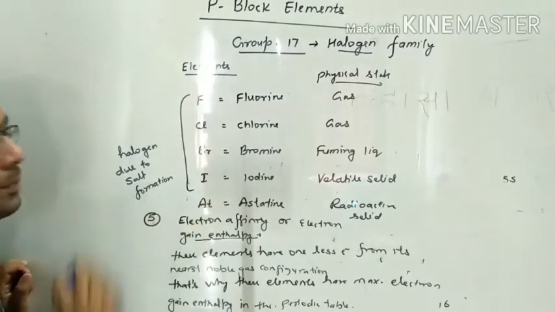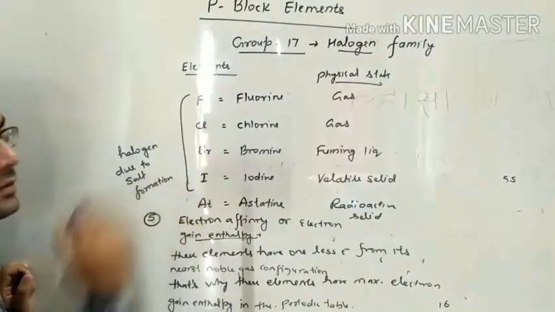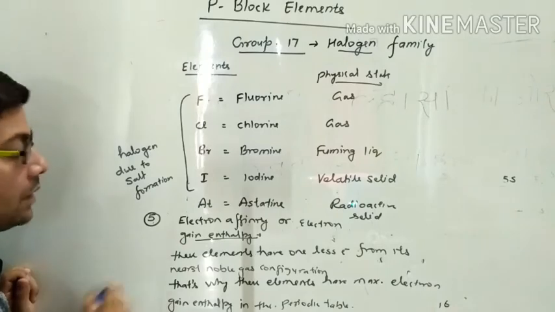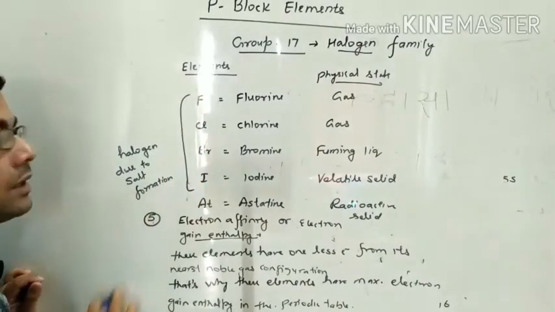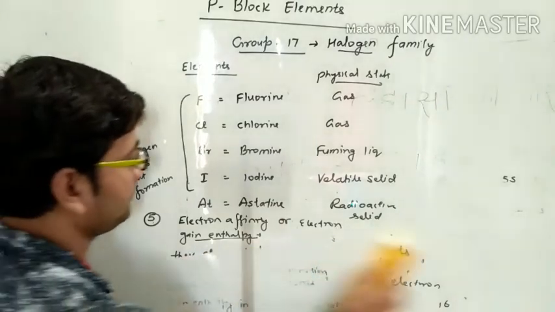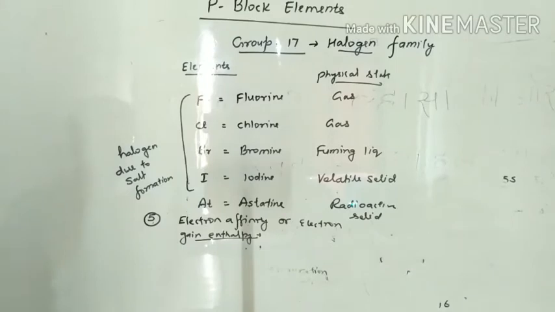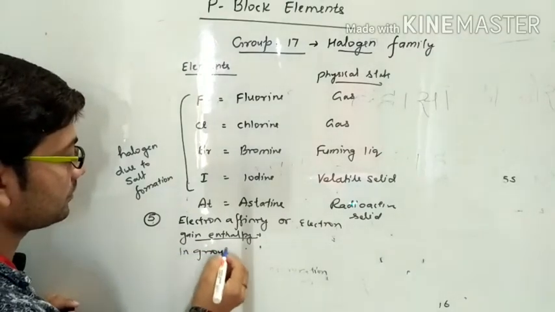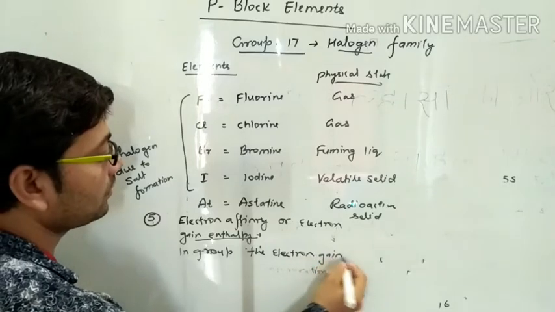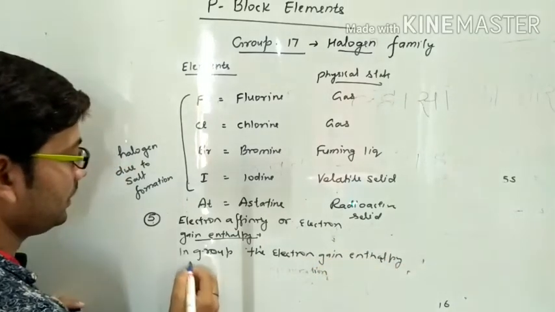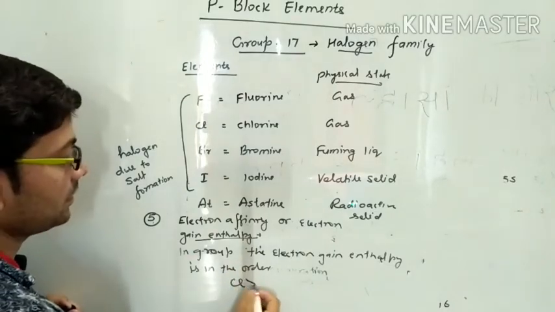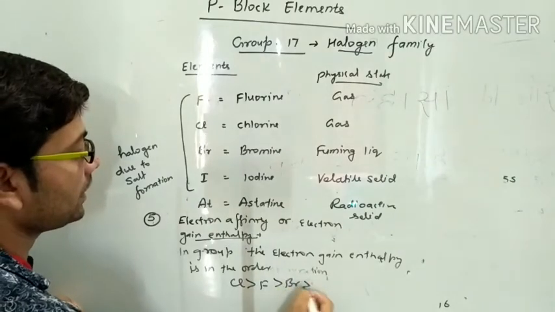But in case of a group, as you know, size increases, then the electron gain enthalpy decreases. But the order is not well arranged. Now I describe the electron gain enthalpy concept in group. In group, the electron gain enthalpy is in the order: chlorine has maximum electron gain enthalpy, then fluorine, then bromine, then iodine.